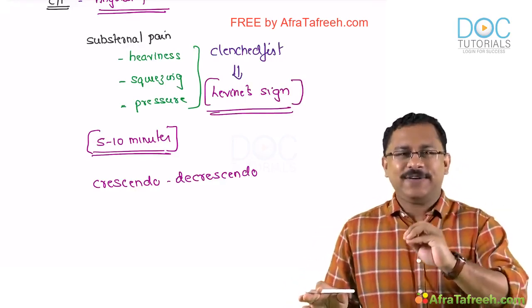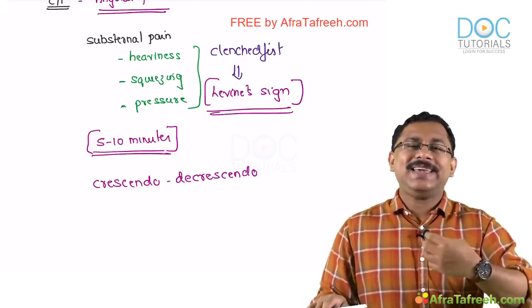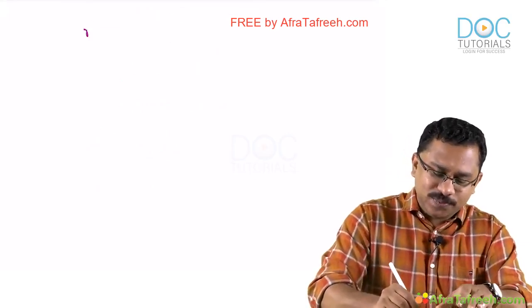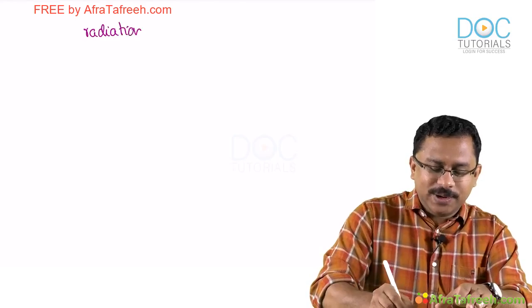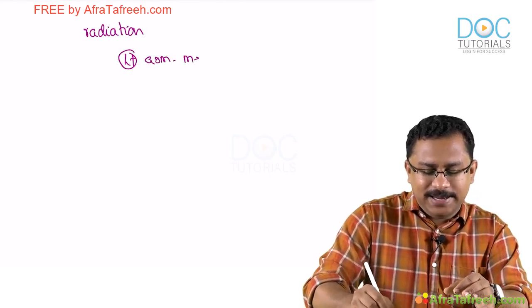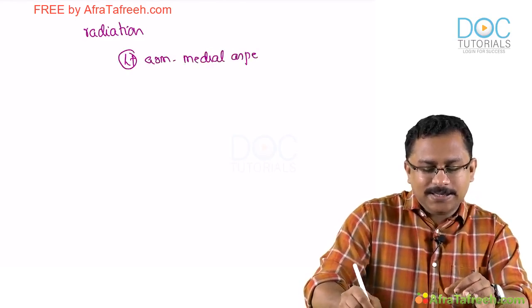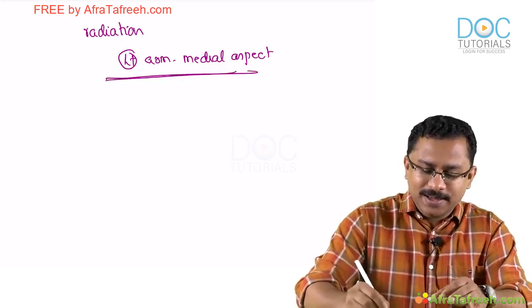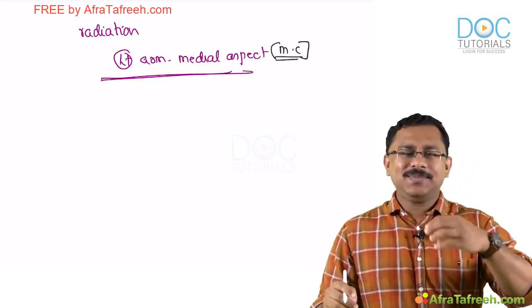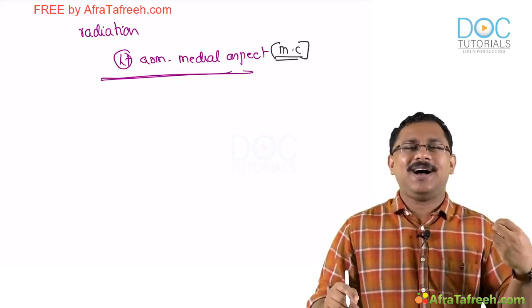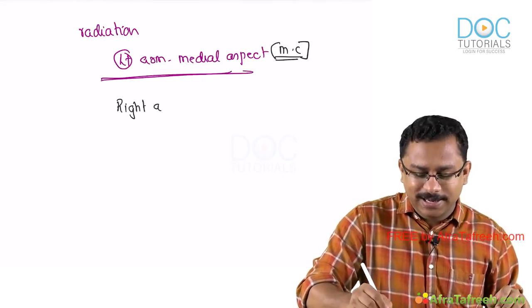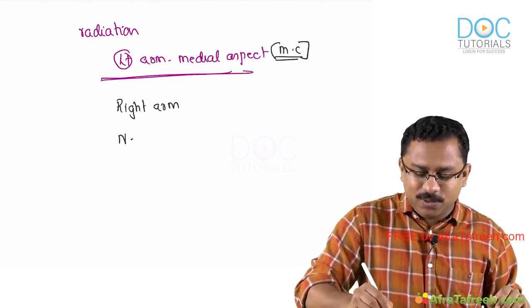So this pain lasts for 5 to 10 minutes. But remember, this pain can have radiation. Either the radiation can be to the left arm, especially the medial aspect, that is the common site. Most commonly, that is where the chest pain would radiate to. But remember that sometimes the pain may not radiate to the left arm. It might radiate to the right arm, and it may sometimes radiate to the neck.